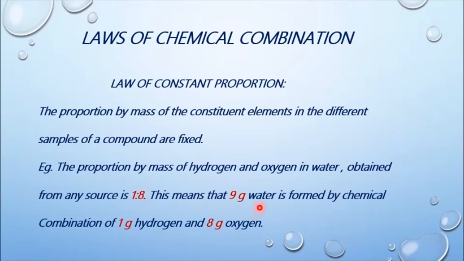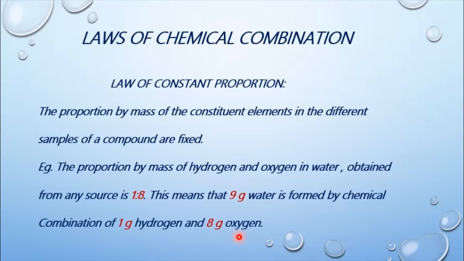So if 9 gram of water is to be formed, in 9 gram, 1 part will be hydrogen and 8 parts will be oxygen. So that means in 9 grams, 1 gram is hydrogen and 8 gram is oxygen. So in this way, the proportion is fixed for every substance. If you take carbon dioxide, for carbon dioxide also the proportion is fixed. If you take NaCl, for that also the proportion is fixed. So for everything, the proportion by mass is fixed for all the constituent elements.